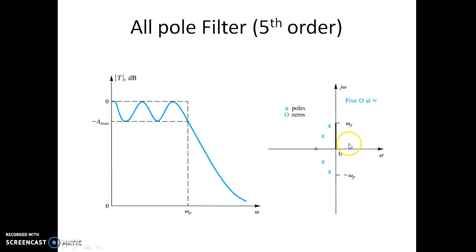As you can see here, this is the S-plane representation of those 5 poles. We have one pole over here, the other pole is here and its conjugate is here, and we have the fourth pole and its conjugate is here. So this is the location of 5 poles and there are no zeros. So 5 zeros are at infinity. All the zeros are at infinity. So that's why this is not meeting this 0 over here. This is not touching the x-axis.